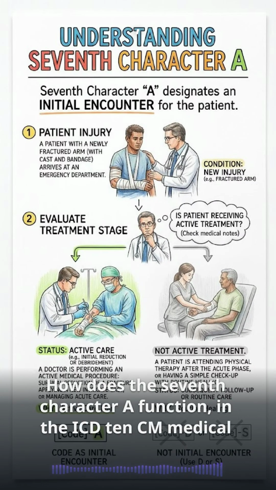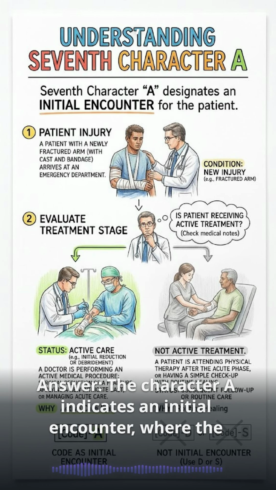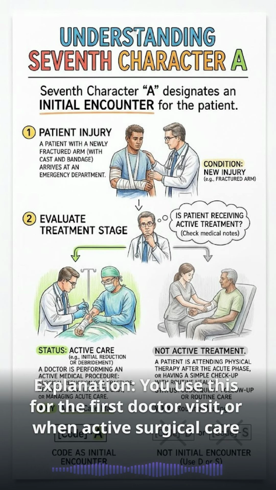13. How does the 7th character function in the ICD-10-CM medical coding system? The character A indicates an initial encounter, where the patient is receiving active medical treatment. You use this for the first doctor visit, or when active surgical care is happening.